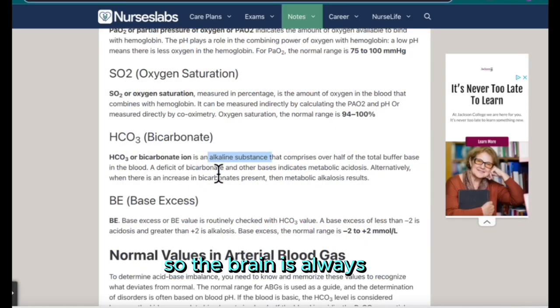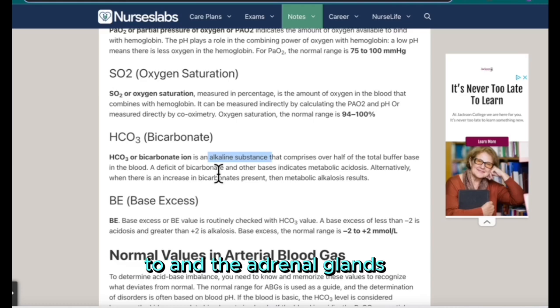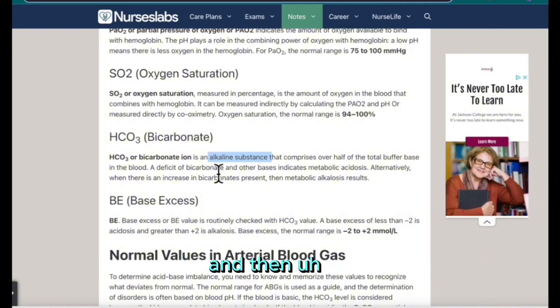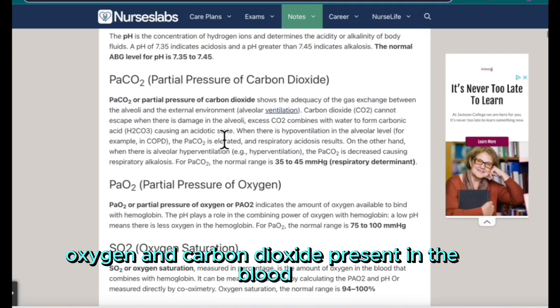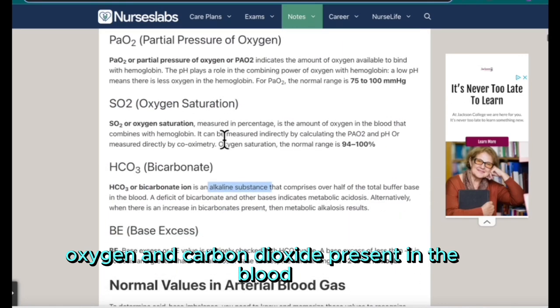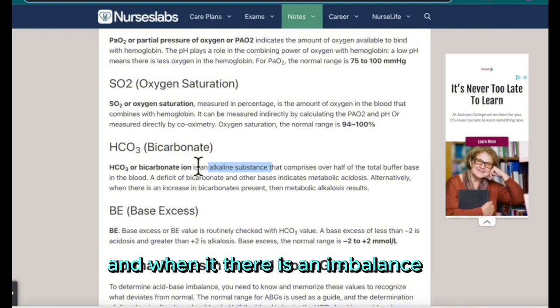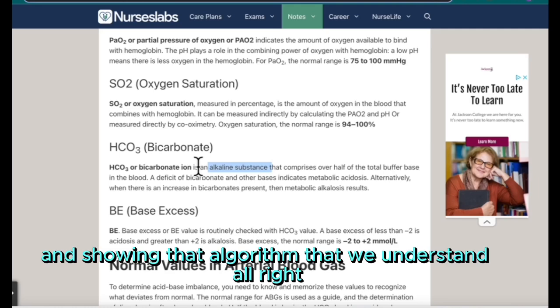The brain is always sending out messaging to the kidneys and the adrenal glands to measure the amount of bicarbonate present in the blood, and the amount of oxygen and carbon dioxide present in the blood, and then bring about a balance. That's what it's all about: acid, base, and balance. When there is an imbalance, that's what we're picking up on, and showing that algorithm that we understand.